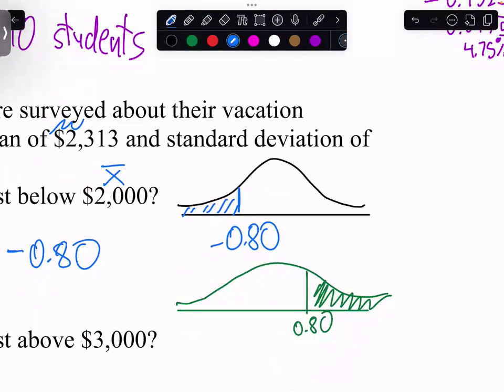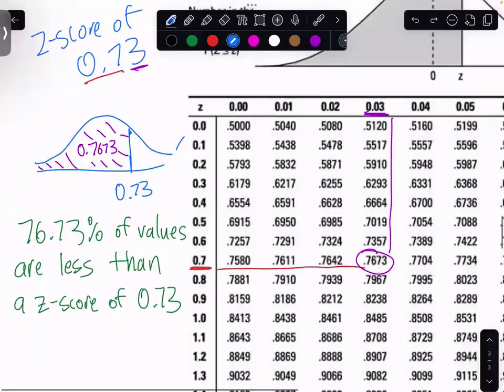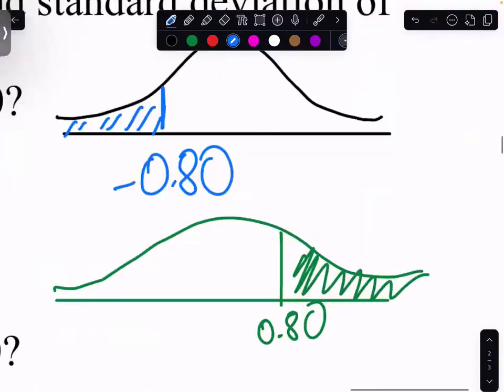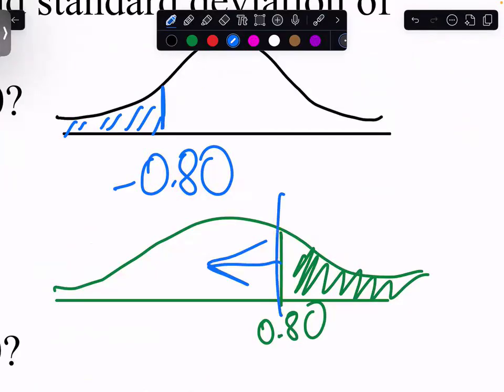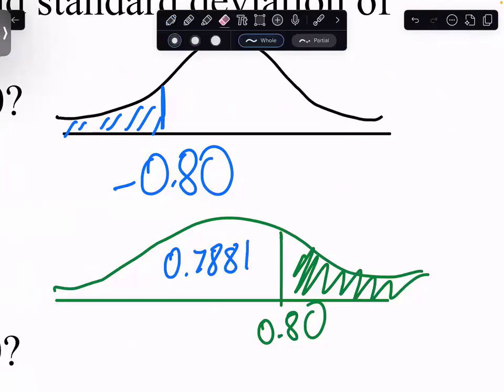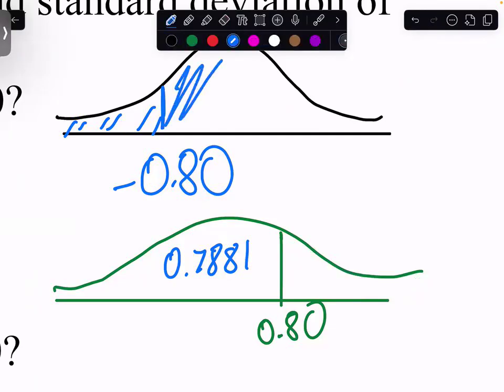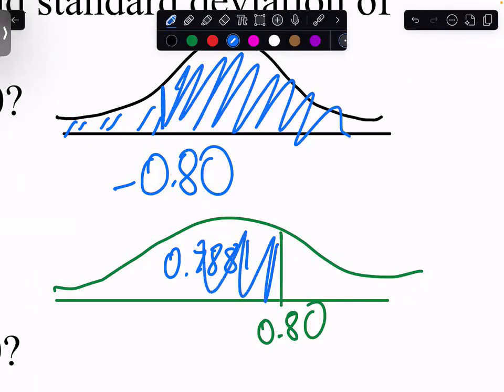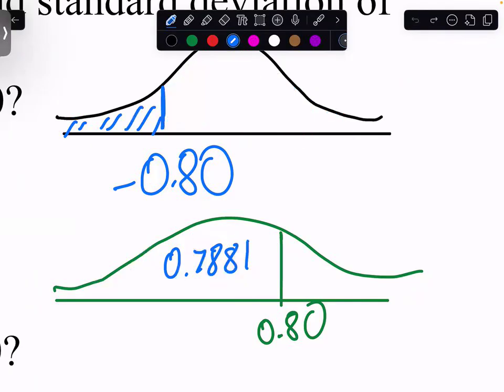Okay, so now we're able to look up positive 0.80. 0.80 means that to the left is 0.7881. So again, to the left of our vertical line, the table says 0.7881. For some problems, this might be the answer. If the original problem had been what percent are greater, when you flip it, it would be over here and you would be done. But that's not what we have, right?